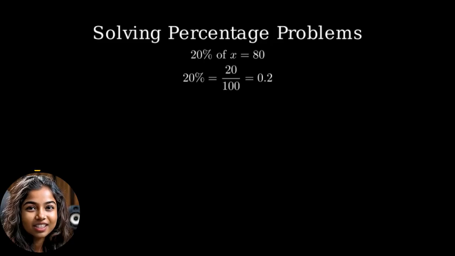Now we can rewrite our equation using this decimal. 0.2 times x equals 80. To solve for x, we need to divide both sides by 0.2. This gives us x equals 80 divided by 0.2.